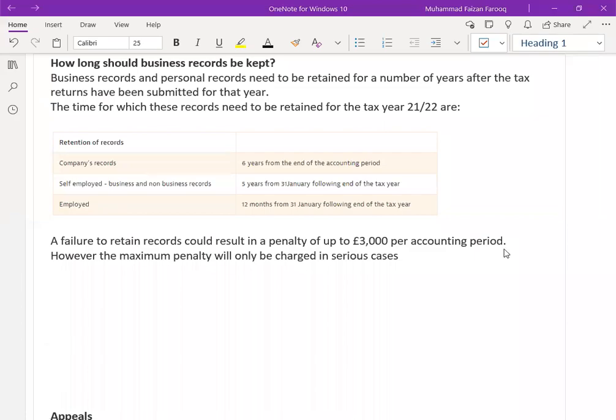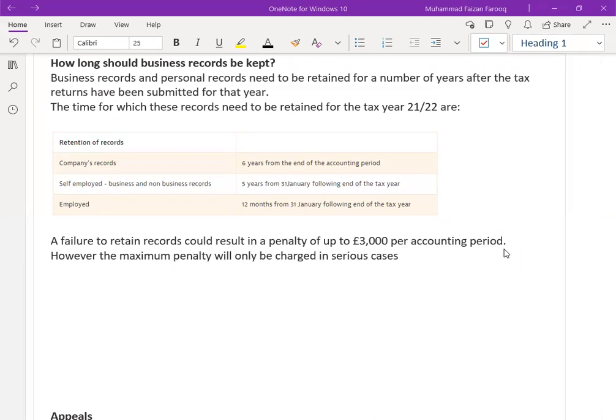Now we will discuss some self-assessment, or you can say tax administration items. In this one, we are going to discuss business records, we are going to discuss appeals, we are going to discuss self-assessment system, and interest and penalties. First of all is record keeping.